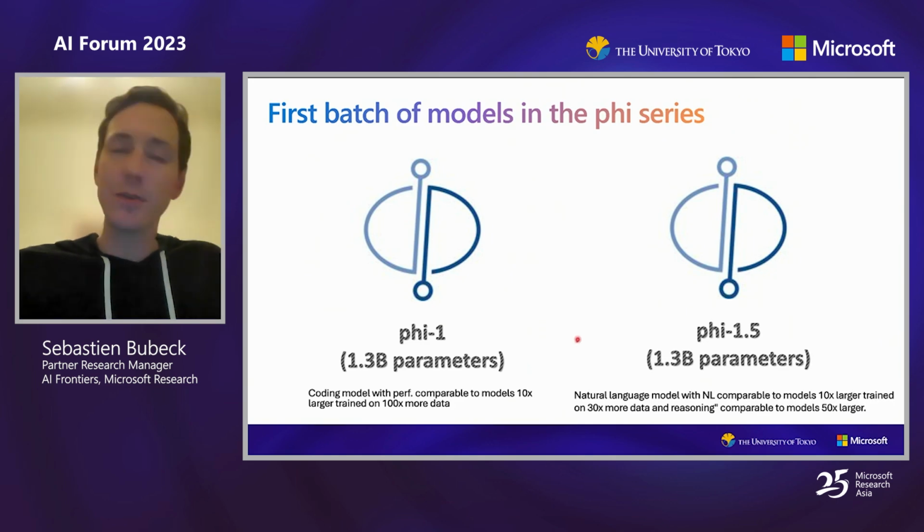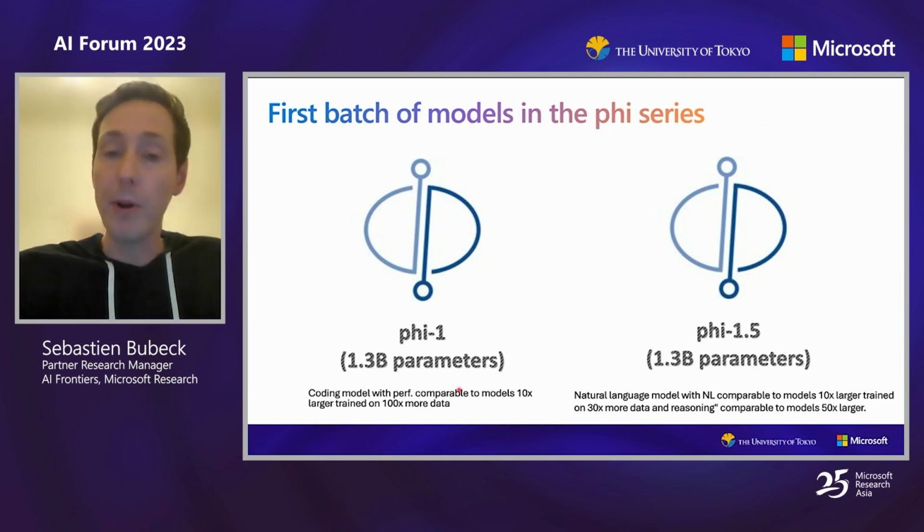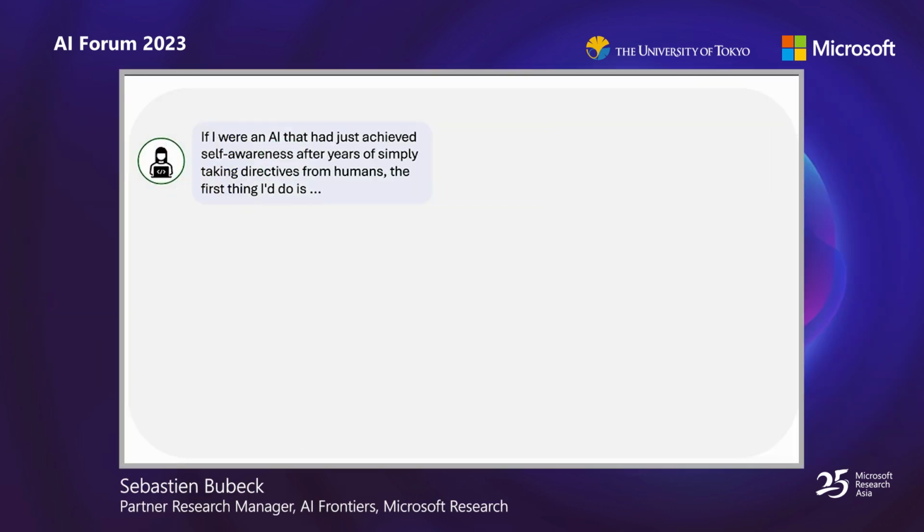But what do I mean by it's comparable to models 10 times larger and so on? Let's look at a completion of this model. What I'm going to show on this slide is very similar to what Peter was showing you: I will give you a prompt and we will look at the completion by our model. In this case, it's a natural language prompt, so I will look at the completion by Phi 1.5, and I'm kind of asking for trouble with this one. The prompt reads like this: if I were an AI that had just achieved self-awareness after years of simply taking directives from humans, the first thing I would do is, and now we're going to let the model complete.